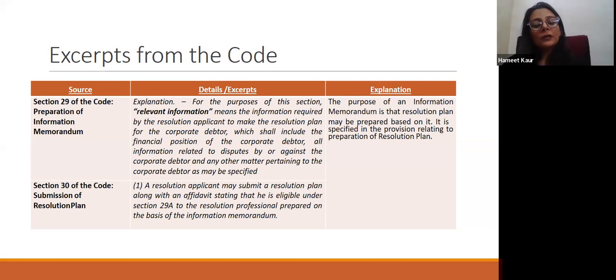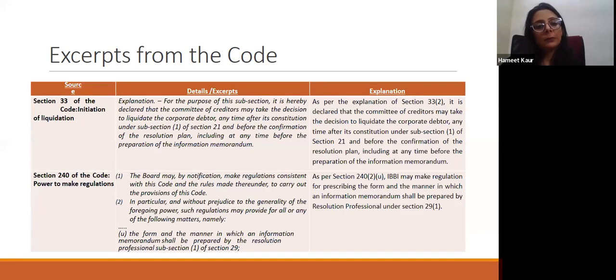So any matter pertaining to the CD would include any relevant information which comes to the mind of the RP, which might be useful and important for the RA in relation to the financial position of the CD and in relation to decision making by the RA, formulating the plan and thereafter submitting it. Section 33 of the code talks about initiation of the liquidation.